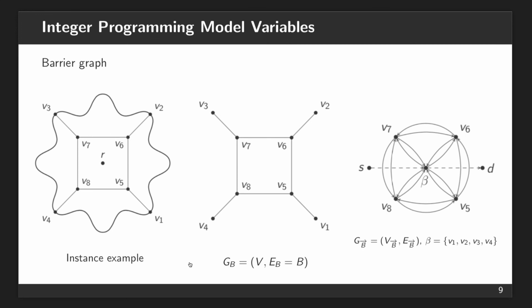non-directed graph. So we're going to direct the graph by creating the two arcs corresponding to each edge. And we're going to contract all the vertices on the boundary to a single vertex, which I call beta in this picture. And then we create two other vertices, S and D, which are used to define the starting barrier where you construct your solution, and the last one, which is going to be connected to D.